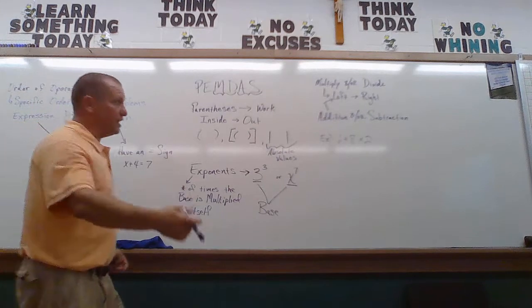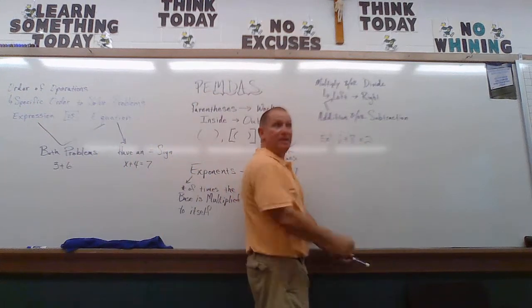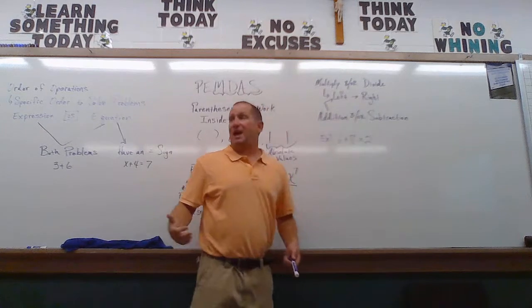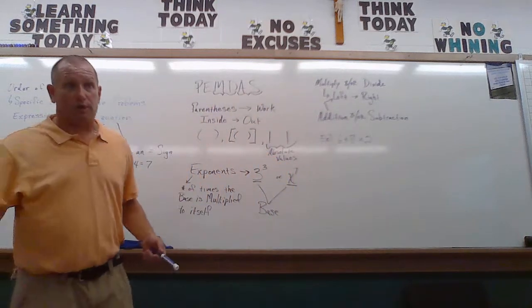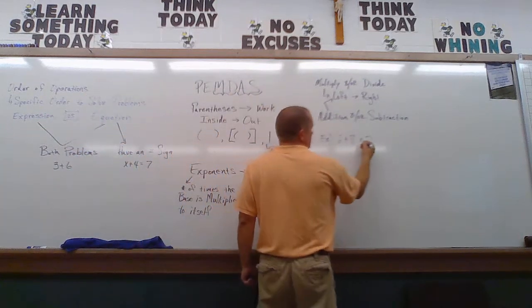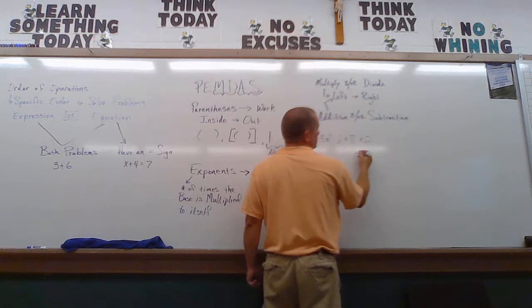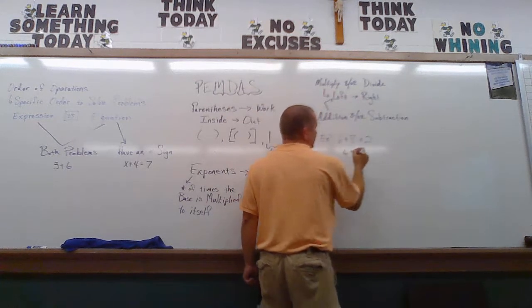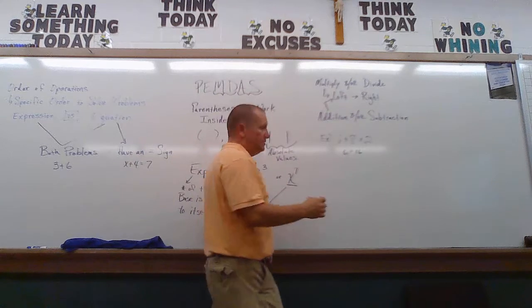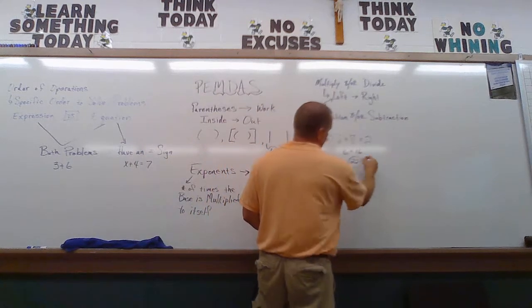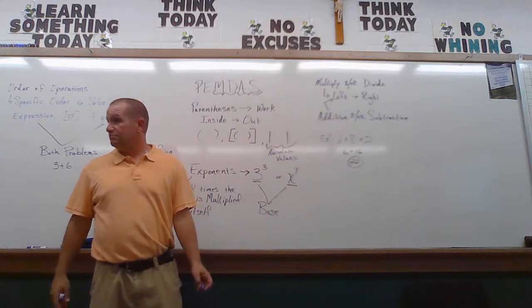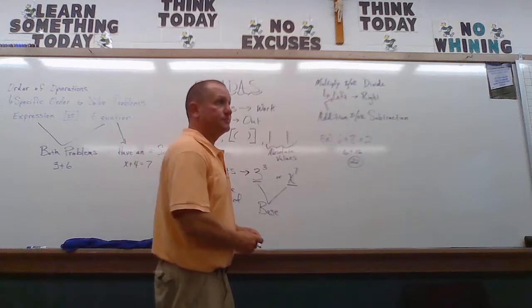8 times 2, right? I have to go over here to the multiplication. And again, yeah, this is going to be really easy, but show your work, even on these easy problems. So, 8 times 2 is? 16. We bring everything else down with it. 6 plus 16? 22. That's it. That's my answer. Piece of cake, right?